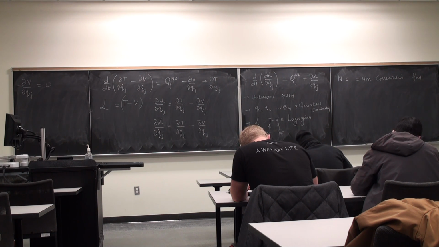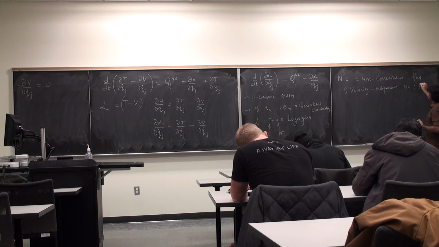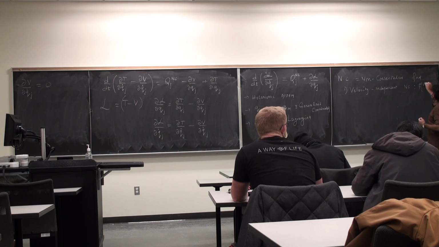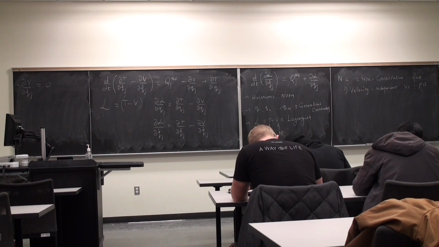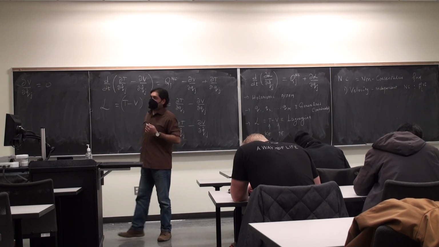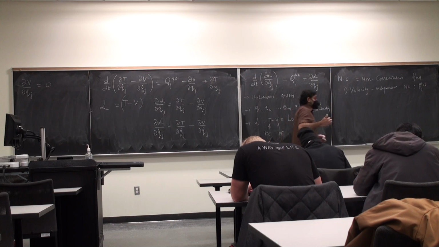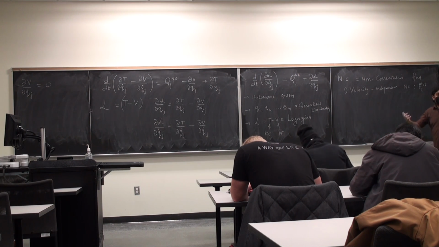One is called velocity independent non-conservative forces, which I'm going to call Fi, velocity independent, Vi. This means that an applied force, F naught times cosine omega t, is a velocity independent force. And velocity dependent forces, which are drag forces and friction forces, these are the velocity dependent forces.